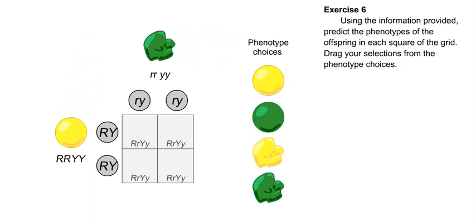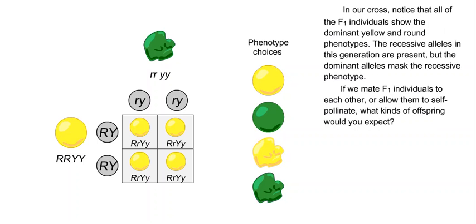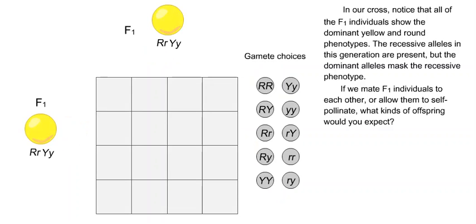Using the information provided, predict the phenotypes of the offspring in each square of the grid. Drag your selections from the phenotype choices. In our cross, notice that all of the F1 individuals show the dominant yellow and round phenotypes. The recessive alleles in this generation are present, but the dominant alleles mask the recessive phenotype. If we mate F1 individuals to each other or allow them to self-pollinate, what kinds of offspring would you expect?